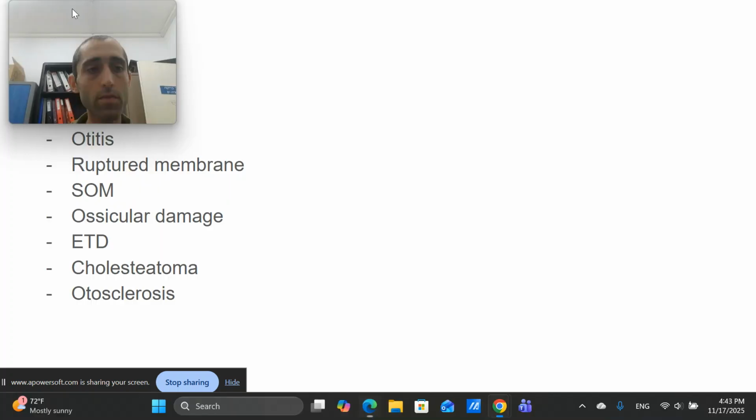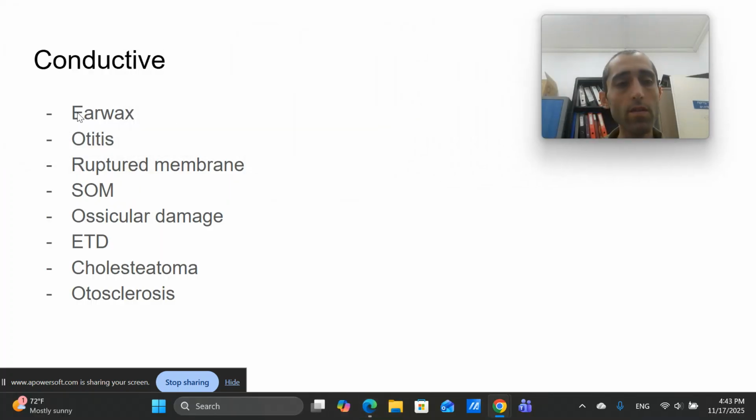It's flat. What are the causes of conductive hearing loss? Something that blocks your external ear, like earwax. Infection that can cause fluids and edema, like otitis media. The eardrum is ruptured. Serous otitis media is from the fluids.